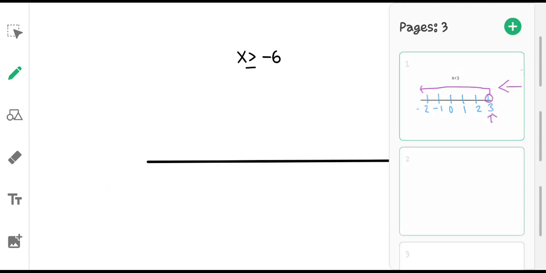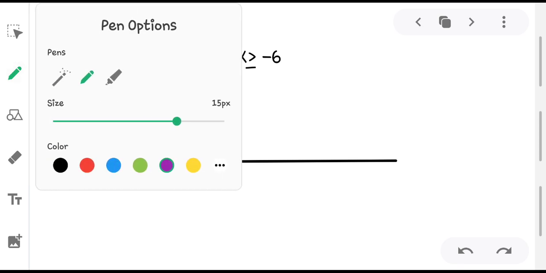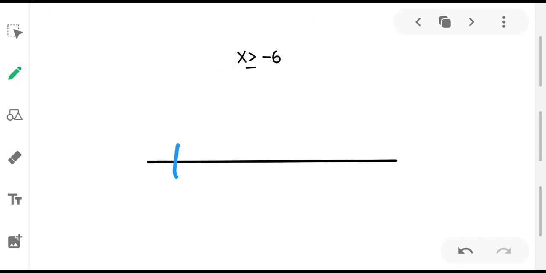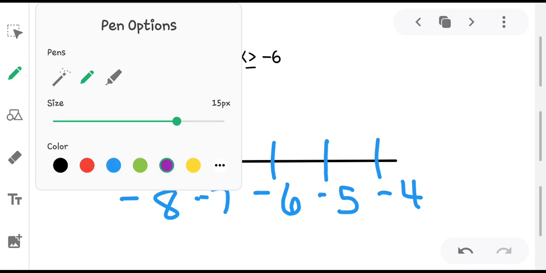Okay, the next example is we have x is greater than or equal to -6. So same thing as before, I need to just draw in my tick marks real quick. I'll put -6 here, I'll put -5, -4, -7, and -8. Okay, so we have to decide, we have -6. That's where we are going to start.